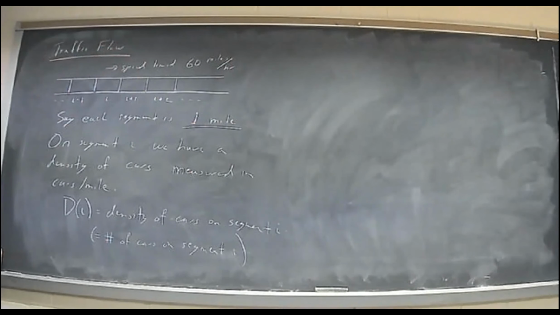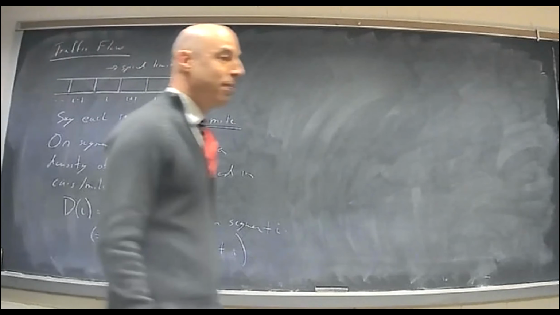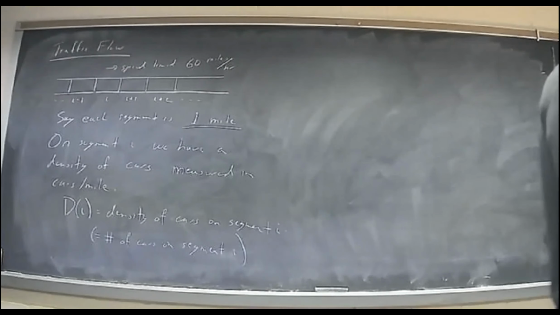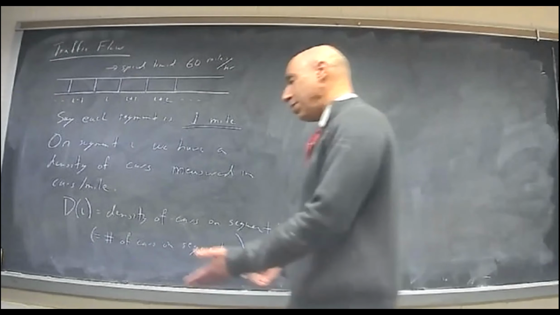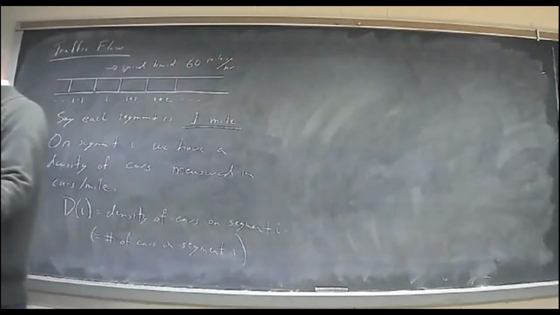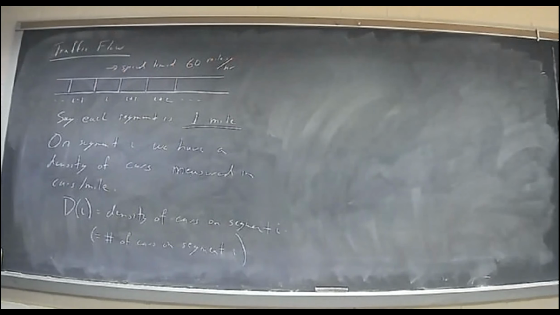If each segment was half a mile long, then the density would be half the number of cars on that segment, right? So it's just that I picked each segment to be 1 mile long that density in terms of cars per mile and the number of cars on that 1 mile segment are exactly the same, just because the length of the segment is exactly 1 mile.